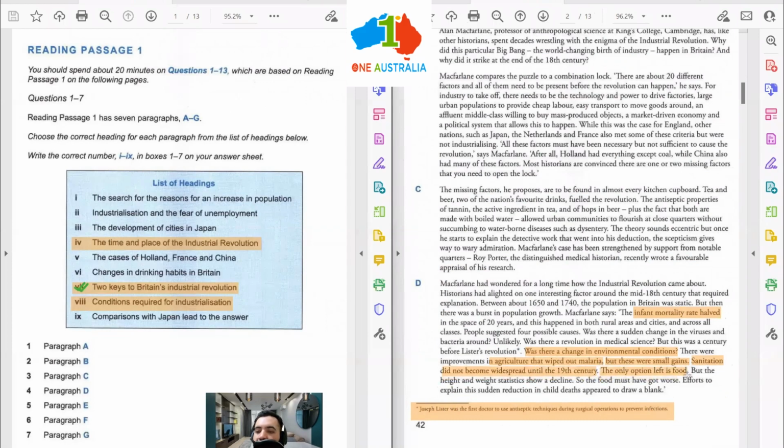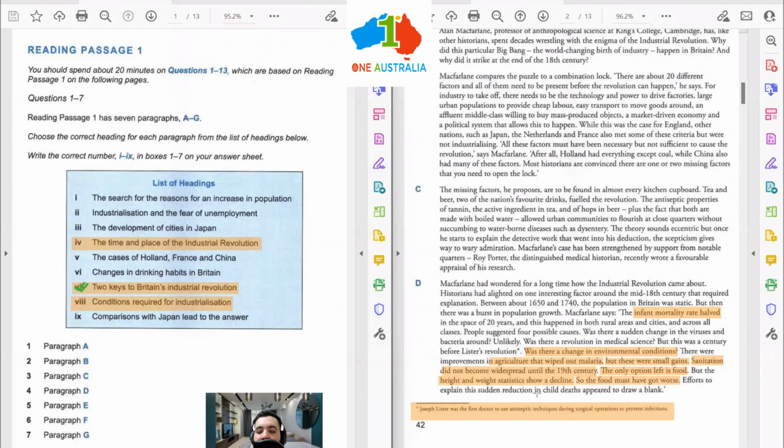So the last factor they had to look at was what? Food. But the height and weight statistics show a decline. They're saying the height and weight of the people was declining. It means what? If height and weight showed a decline, it means quality of food was poor. So the food must have got worse.